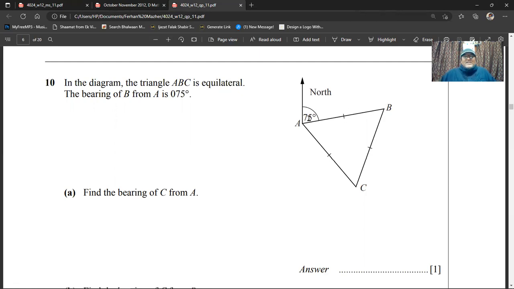So the bearing of B from A: the north is here, and clockwise when you come to this line AB, that angle is 75. The first question is to find the bearing of C from A. C is here, so the bearing of C from A will be 75 plus 60. From that north, you go clockwise to the AC line, so that angle will be 75 plus 60.